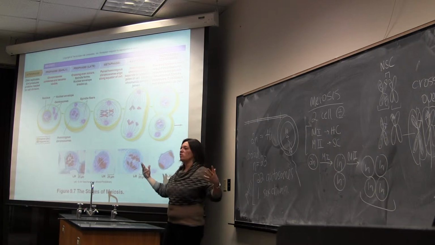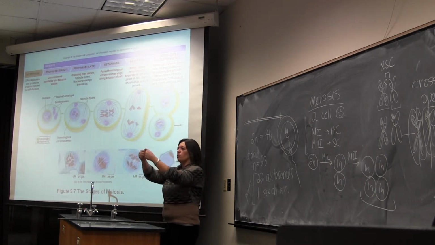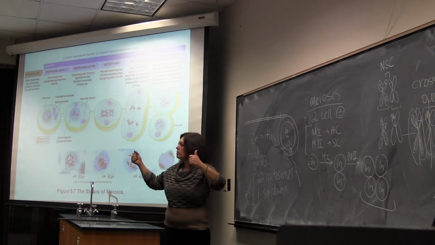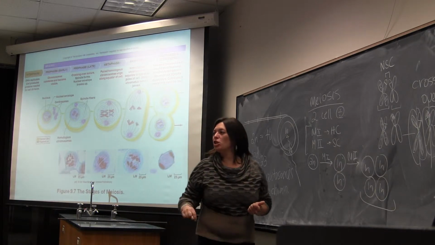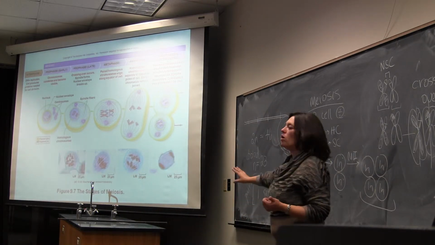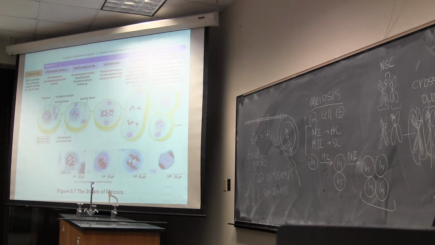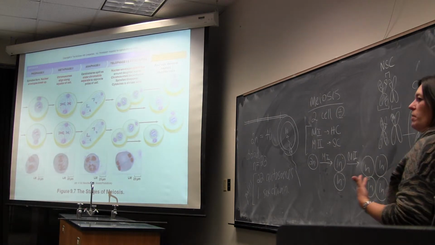You still have the spindle apparatus, you still got the centrosomes and the microtubules attaching and pulling, and all that's the same. It's just what you're pulling apart and the crossing over that's different. And so after you go through meiosis 1, you're going to end up with 2 cells, and they're going to have half the amount of genetic information in them. So now it'll go into meiosis 2.